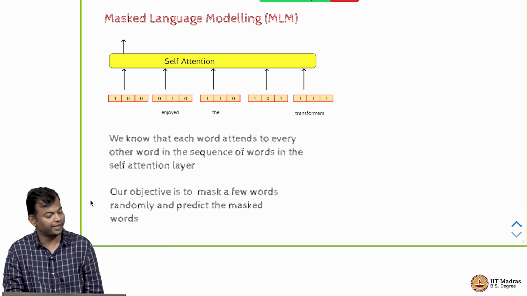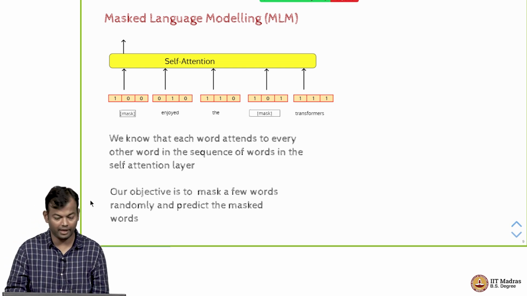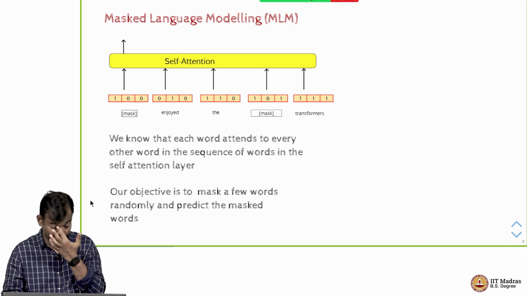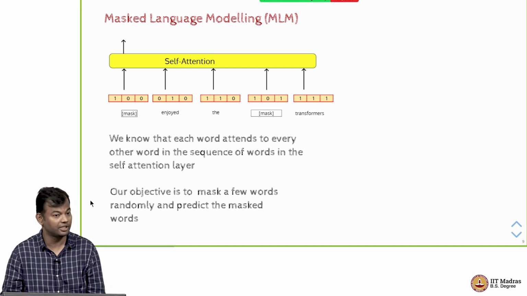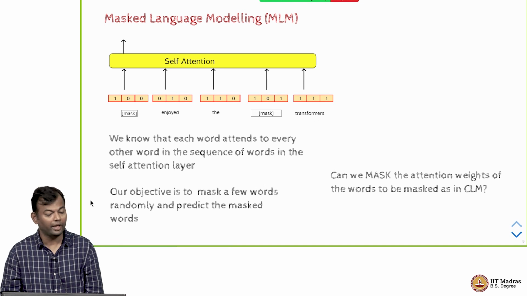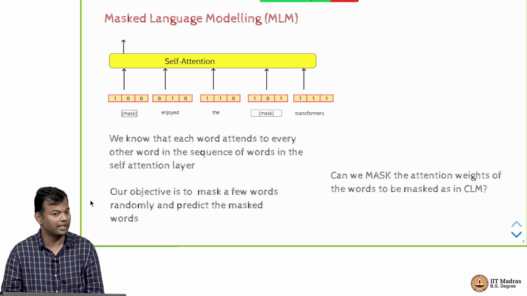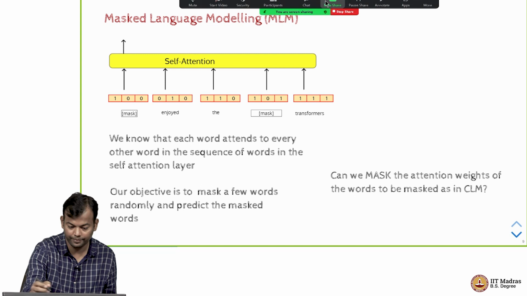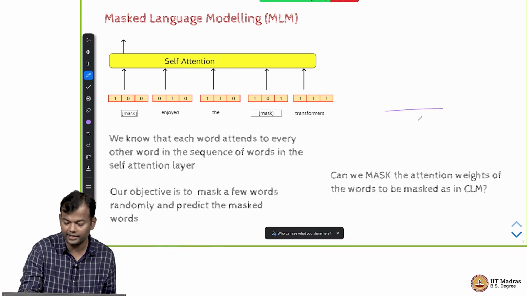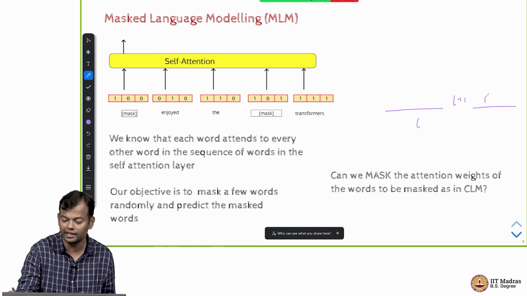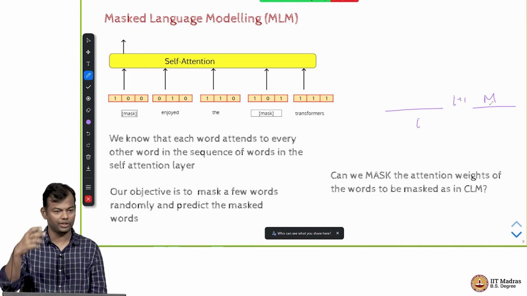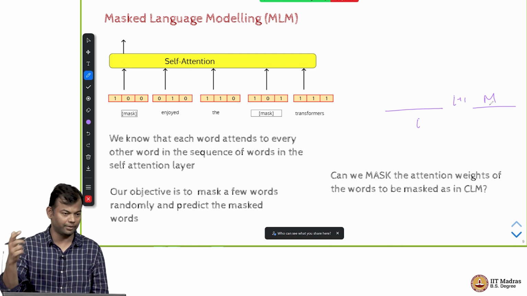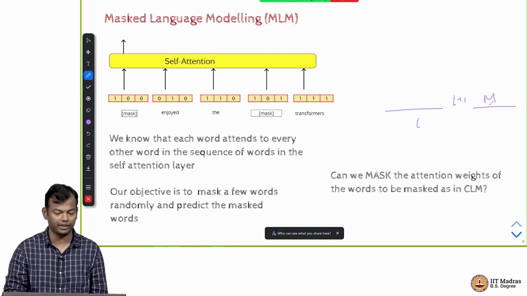Our objective is to mask a few words randomly and predict the masked words. So maybe I'll just replace these words by the special mask symbol, okay. Now can we mask the attention weights of the words just as we do it in causal language modeling, right? In causal language modeling you had this situation that you had seen some i words and then you are predicting the i plus 1 word. So you are masking out everything that comes after this and you are doing this with this mask matrix, the upper triangular matrix which had all infinities.